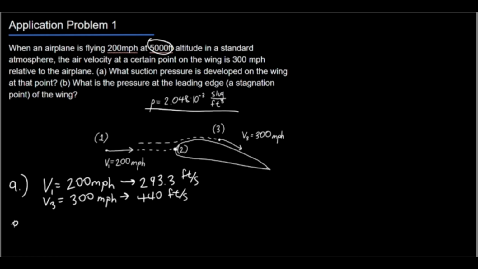So we will have P1 plus, we don't really have to account for height here. So we're just going to have P1 plus 1/2 rho V1 squared is equal to P3 plus 1/2 rho V3 squared. And here we want to notice that this is at atmospheric pressure, and we're going to measure this with respect to atmospheric pressure, and so P1 will just turn to 0. And with that, we actually have our expression for P3.